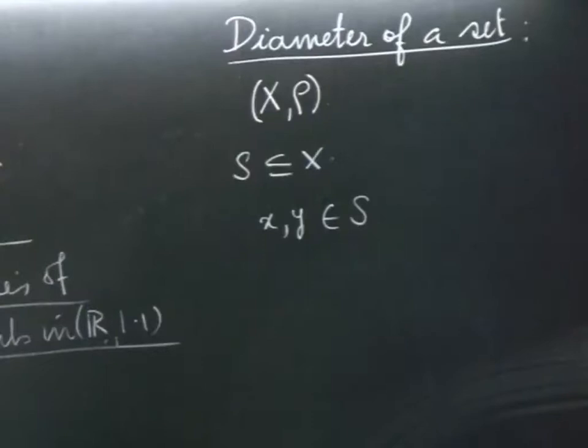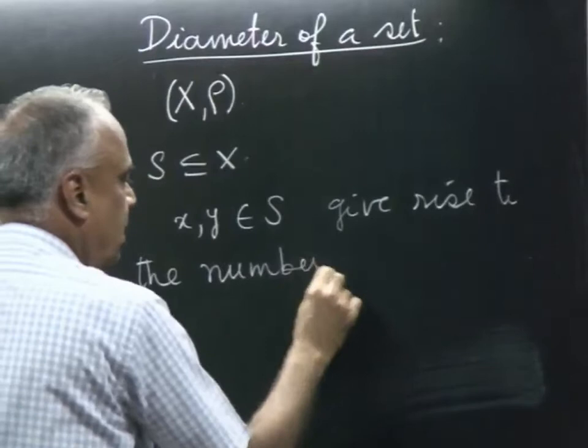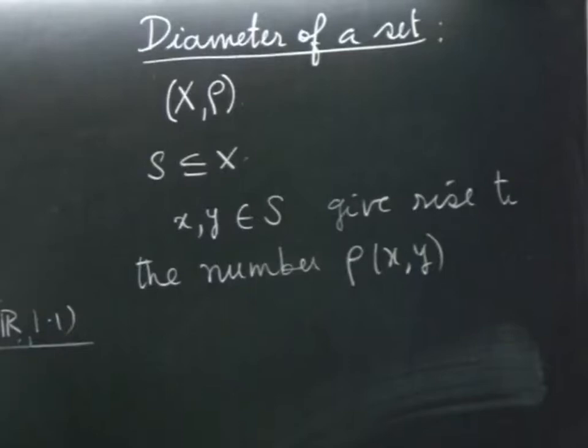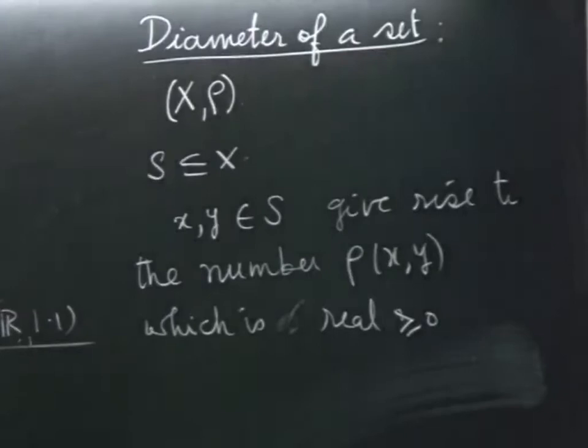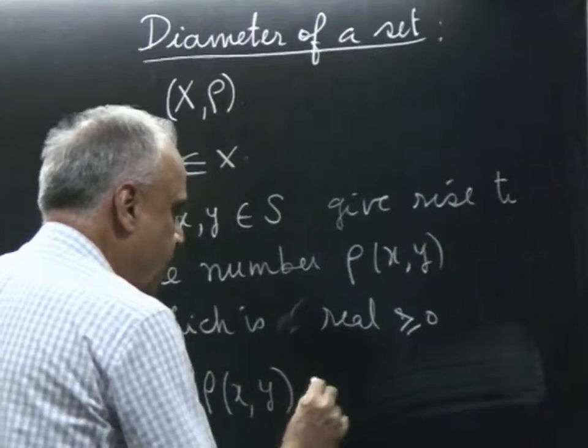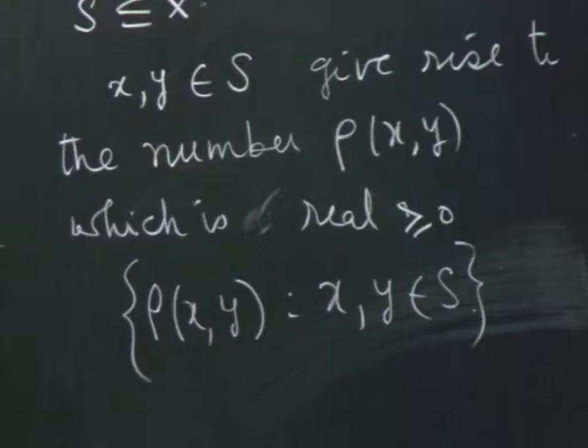If I take any two points x and y in the set S, they give rise to the number rho(x, y), the distance between x and y, which is real and greater than or equal to 0. So corresponding to every pair of points in S, we get a number. Now we look at all the numbers that we get as we vary x and y over the set S. You keep taking any pair of points and calculating the distance between all pairs of points.